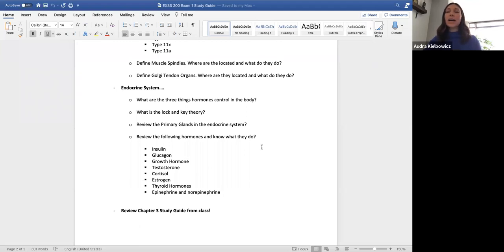Have a general idea of what that lock and key theory is, with those receptor cells and what they're looking for. You just have to know the basics of it. There's no steps required for this, just kind of what it means.